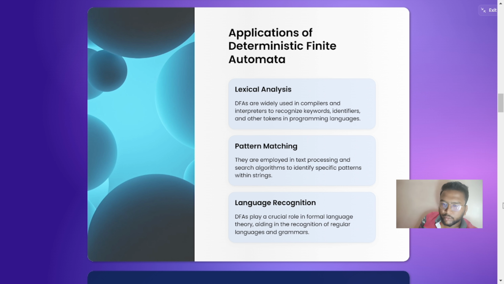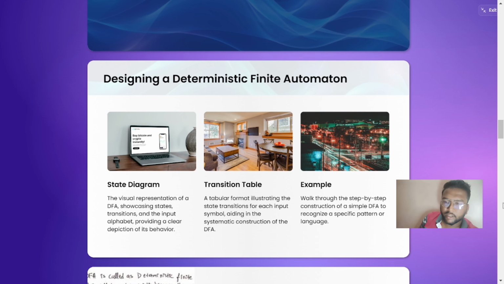Coming to section 2, constructing and analyzing DFAs. Designing a deterministic automaton involves a state diagram, a transition diagram, and an example. Coming on to the state diagram, it is a visual representation of the DFA showcasing states, transitions, and the input alphabet, providing a clear depiction of its behavior.